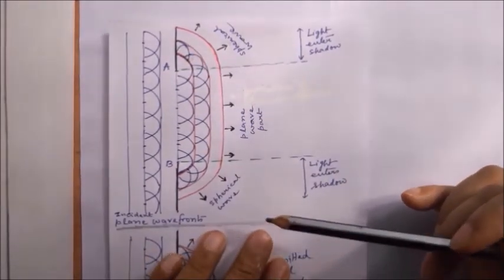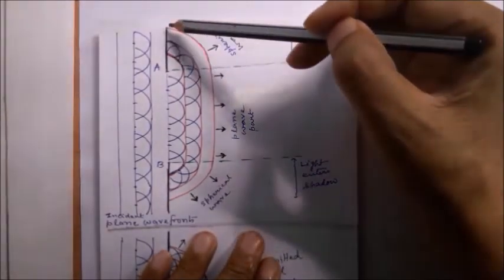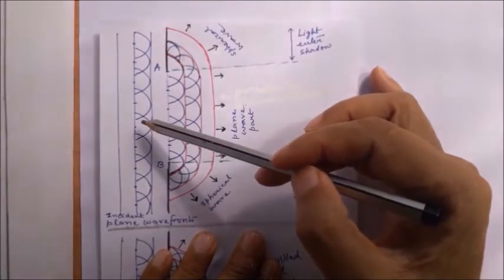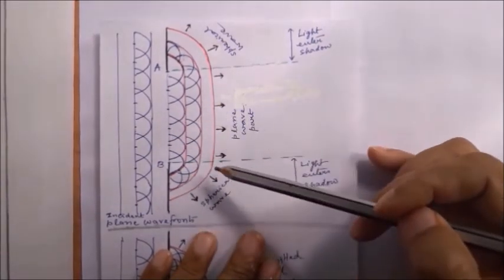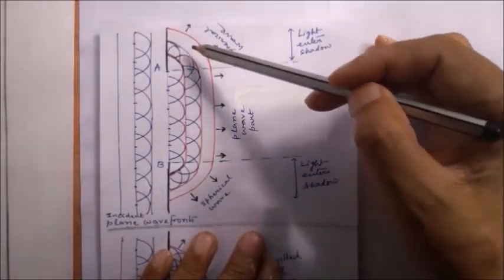So in a nutshell, we find that the resultant wave pattern which we get after the plane wave moves through the aperture has two portions. One is the plane wave part and the other is the spherical wave part.